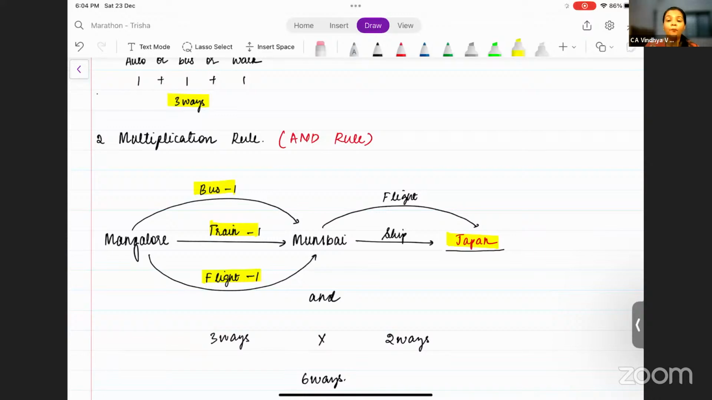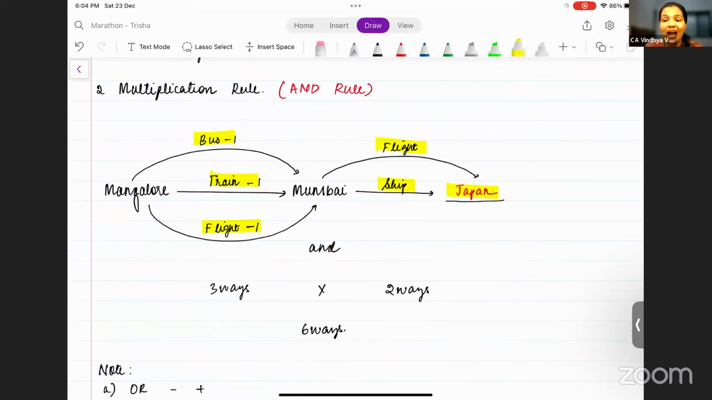And then from Mumbai to Japan, can I say you have two ways? Now I'm using the word and. I'm saying Mangalore to Mumbai and Mumbai to Japan. So the word and comes into picture. And when the word and comes into picture, we have the multiplication rule. That is the AND rule. So three ways into two ways gives us a total of 6 ways.